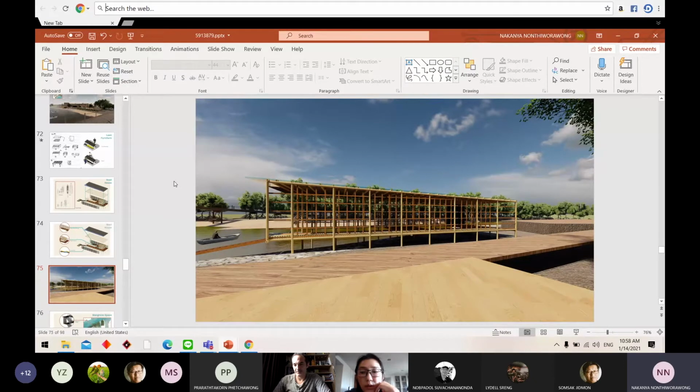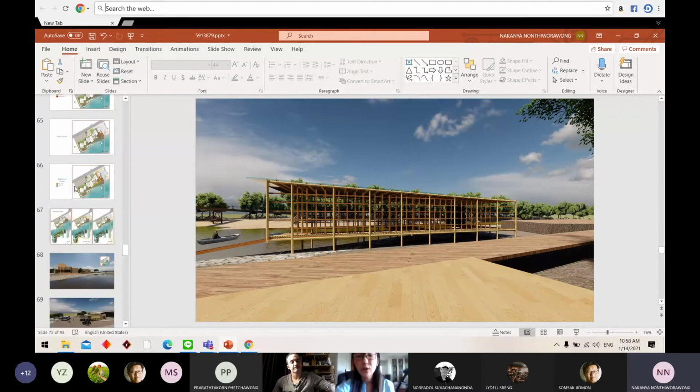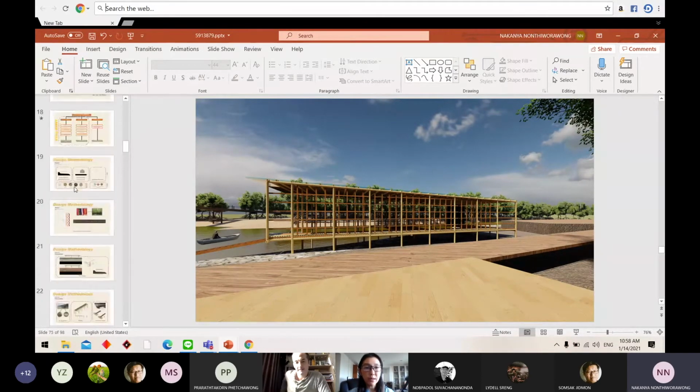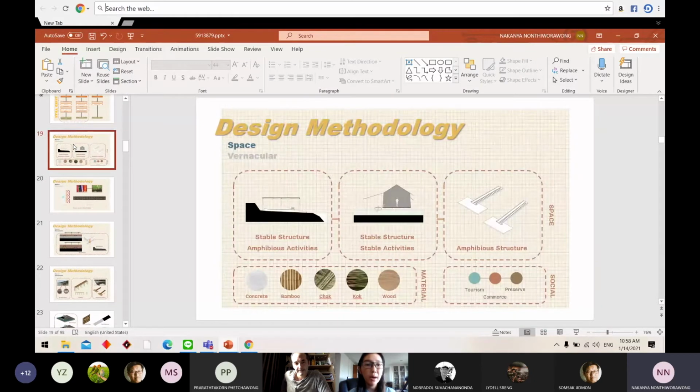Yamaki, do you want to say something? I think Nakanya has to explain first, in what aspect she means by vernacular. When you mention vernacular, people might have different impressions about what it means, like local architecture.